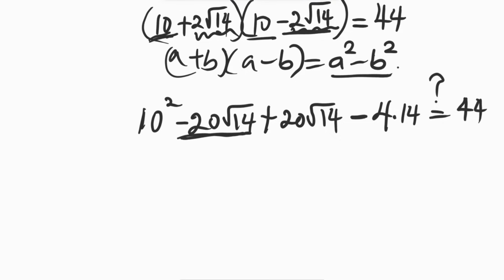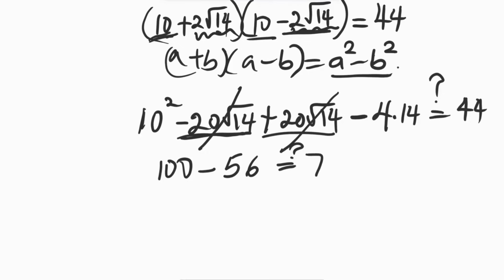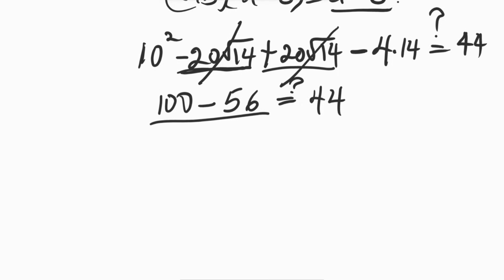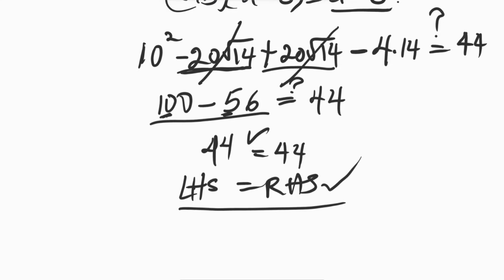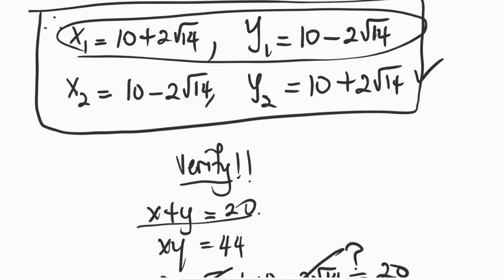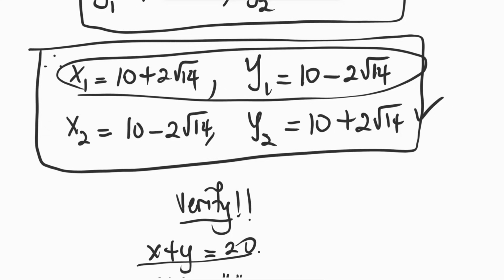So we noticed we have minus 20 root 14 plus 20 root 14. They both cancel out. 10 squared is 100 minus 14 times 4. 4 times 4 is 16. 4 times 1 is 4, plus 1 is 5. And let's see if this is going to be equal to 44. So now 10 minus, over to the left-hand side, right? 10 minus 6 will give us 4. And we have 9 left. 9 minus 5 will give us 4. So we can see that the left-hand side is also equal to the right-hand side. Therefore, our values for x1, y1, x2, and y2 are all correct.